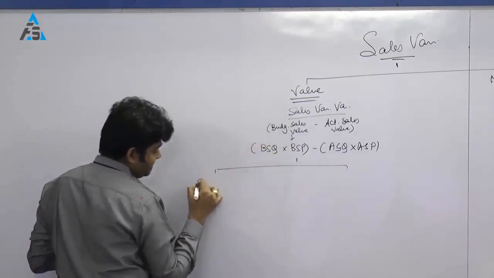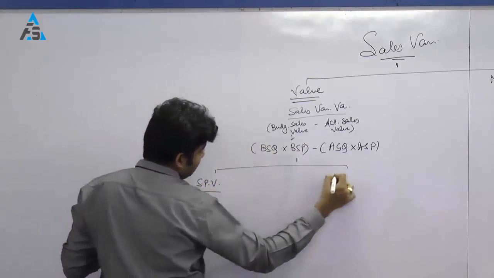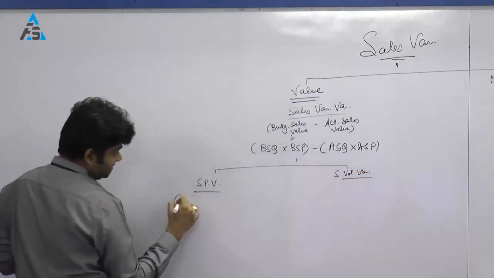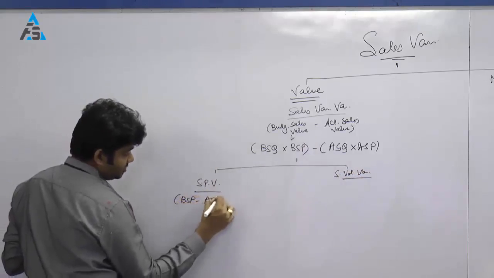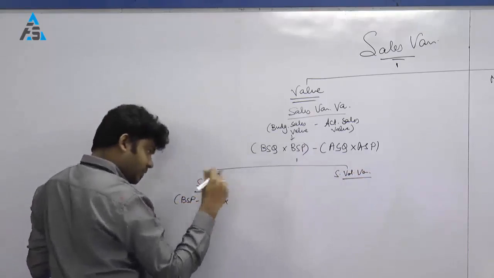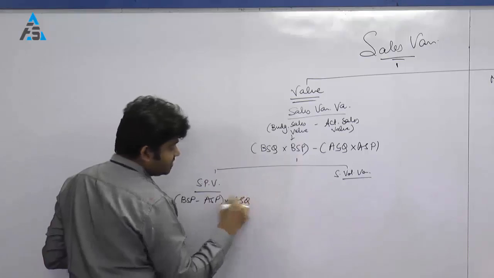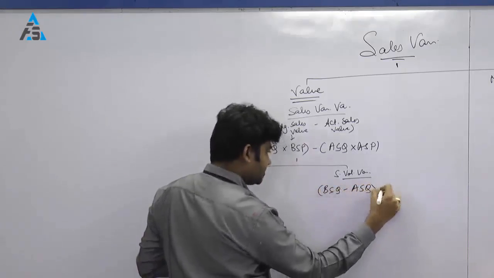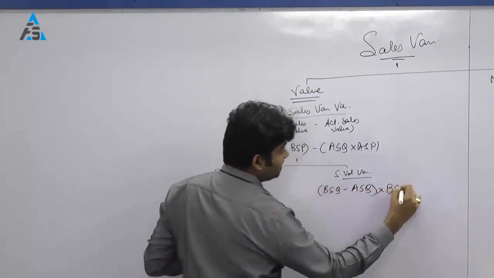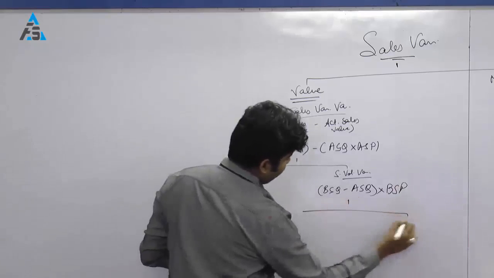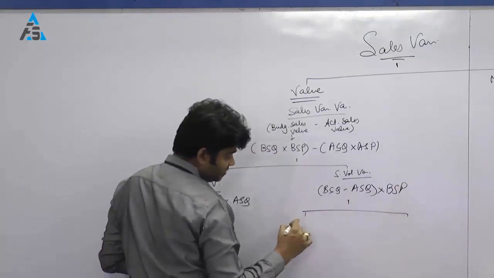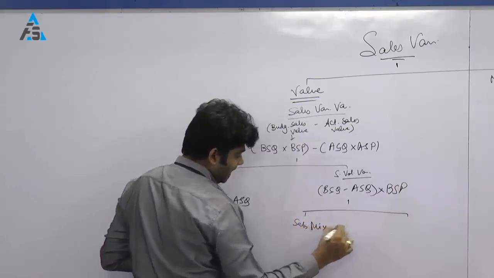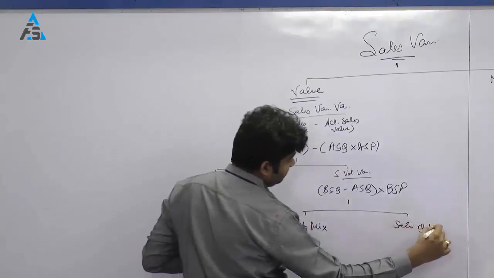Then comes my sales price variance and sales volume variance. What is this sales price variance? It is budgeted selling price minus actual selling price into, now this again price manager goes outside, so actual sales quantity. Sales volume variance, budgeted sales quantity minus actual sales quantity into my budgeted selling price. Then my sales volume variance is further subdivided into sales mix variance and sales quantity variance.